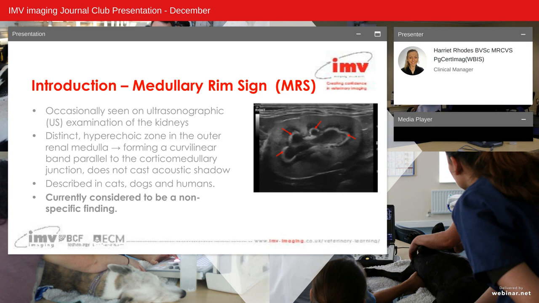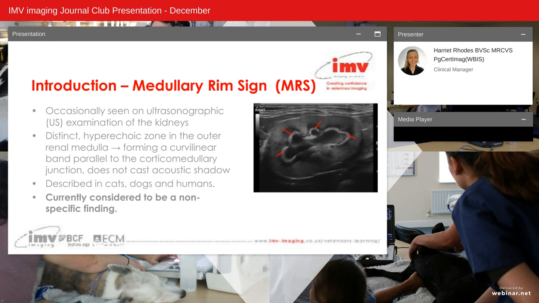So, introduction. What is a medullary rim sign? It's occasionally seen on ultrasonographic examination of the kidneys, commonly defined as a distinct hyperechoic zone in the outer renal medulla, forming this curved linear band which is parallel to the cortical medullary junction. It doesn't cast an acoustic shadow. However, some observations in practice have revealed the rim sign can appear discontinuous with variable echogenicity and thickness.